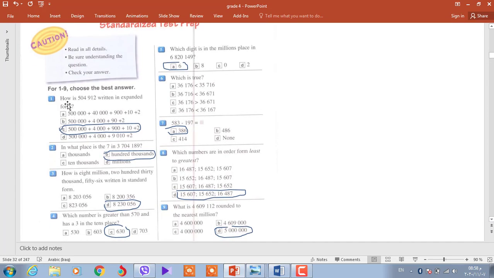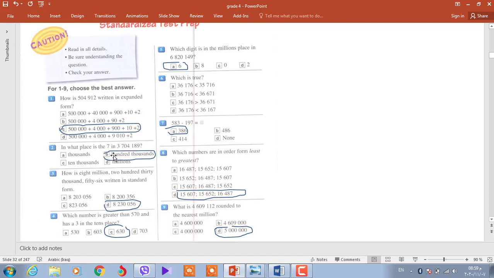In question 1, how is 504,912 written in expanded form? We have 500,000 plus 40,000. We don't have anything in the ten thousands, so this one is wrong. In B we have 500,000 plus 4,000 plus 90. We have 9 in the hundreds. What about 9? We don't have it, so this one is also wrong. In C we have 500,000 plus 4,000 plus 900, plus 10, after that 2. So C is right.